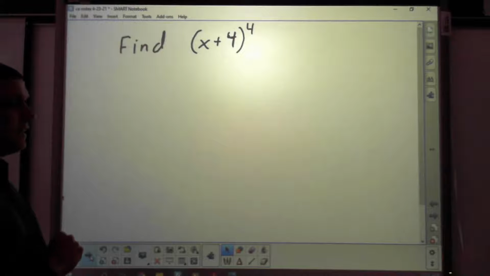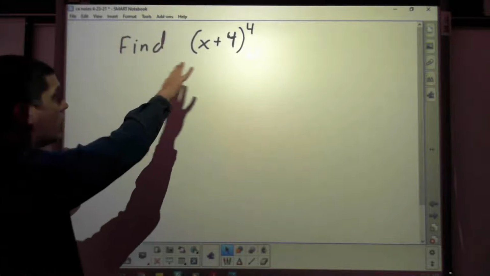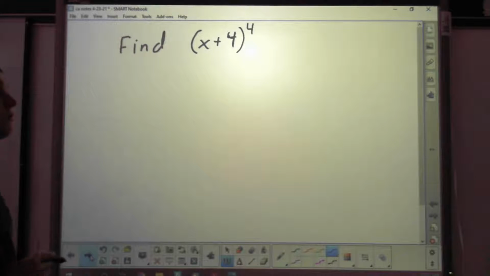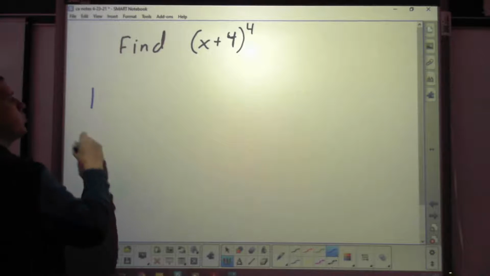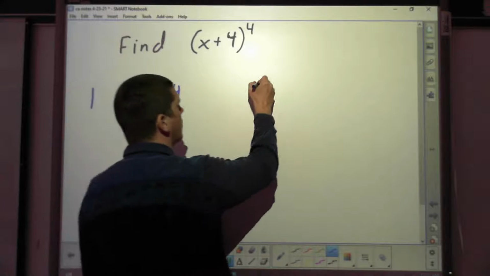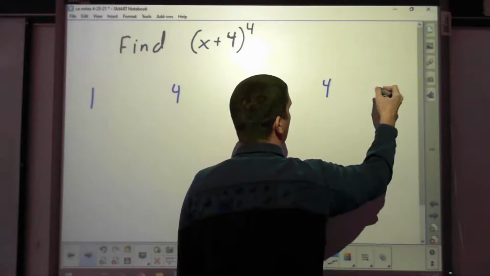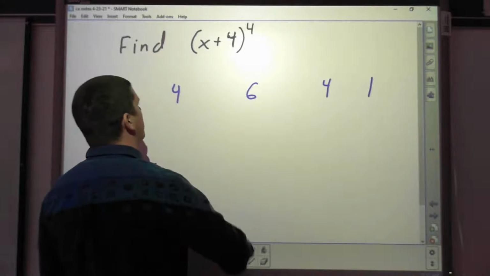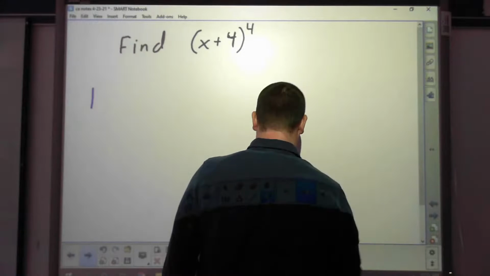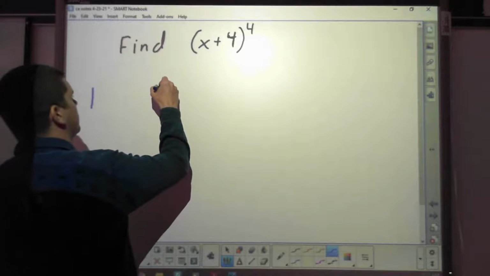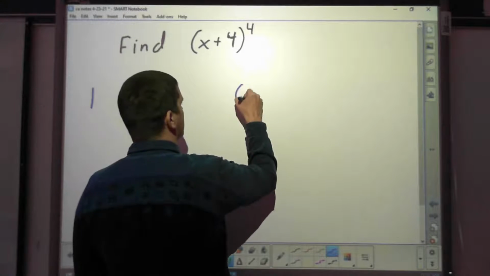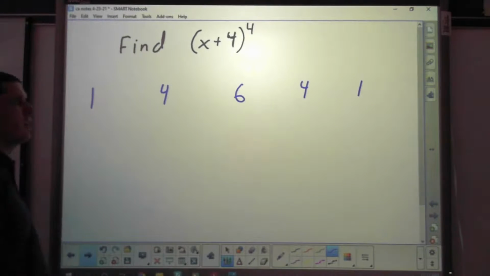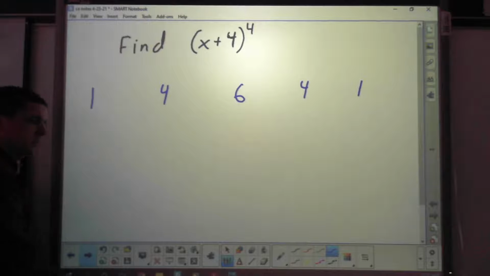So with that exact same thing in mind, I can go ahead and say, all right, great. If I want to find x plus 4 to the 4th, I know that I'll start off with 1, 4, 6, 4, 1. Those are not spaced well. I'm going to space these all better. 4, 6, 4, 1. All right, that's a little bit better. Not much. I'm not great at spacing sometimes.